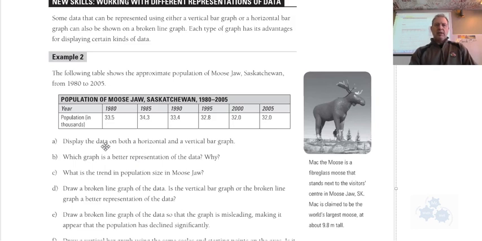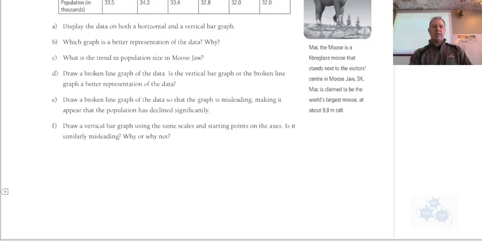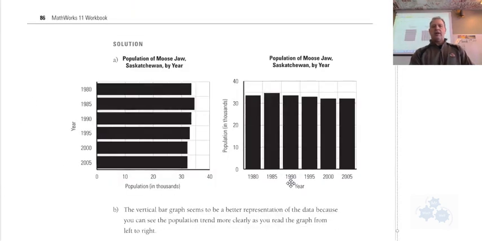But anyways, display the data on a horizontal and a vertical bar graph. Okay, so we're going to take a look at both of those. You don't have to do this right now. We're going to take a look at both those in the next page. Which graph is a better representation of the data? Okay, so let's just skip to the next page here. And there they are right there.